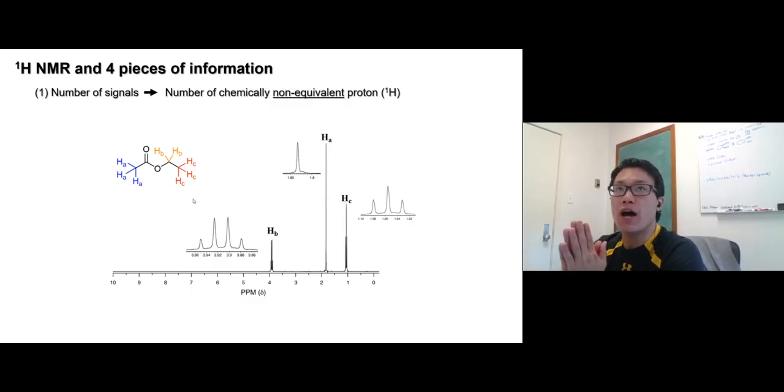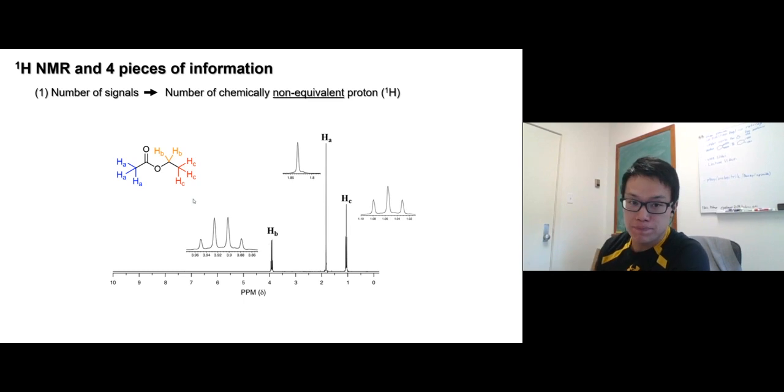All right, there are four main pieces of information from a proton NMR, similar to carbon. Number one, number of signals, which is the number of chemically non-equivalent protons. That's like carbon. If you look at the molecule of ethyl acetate up here, you can see that there are three types of protons, and I labeled them in color A, B, and C. That's why you can expect three signals.